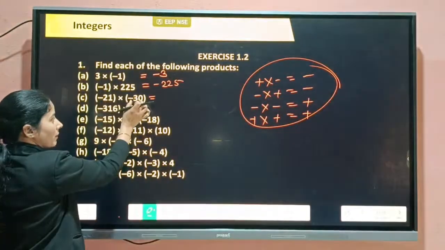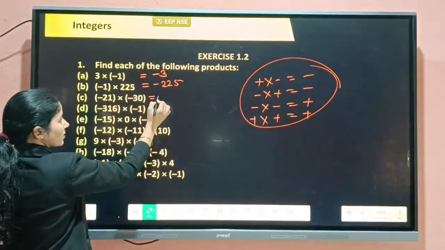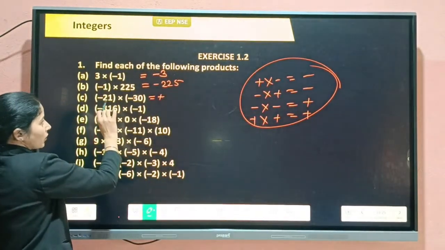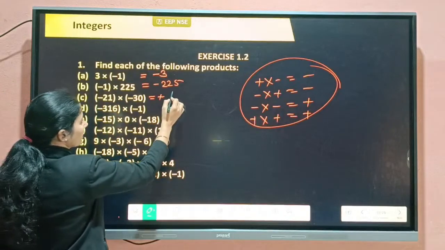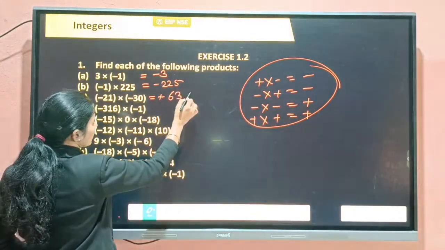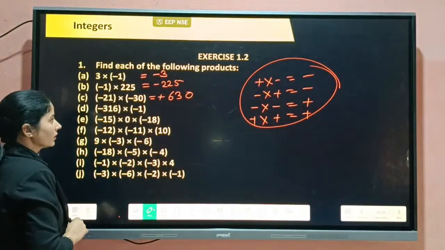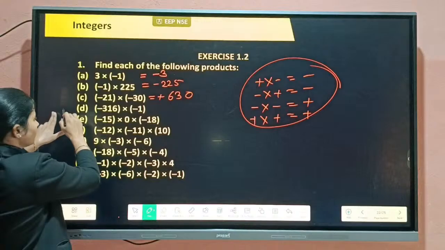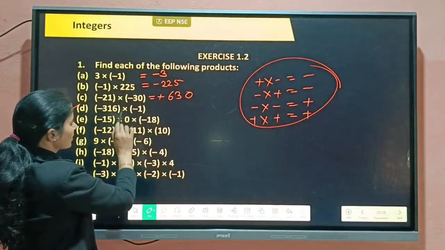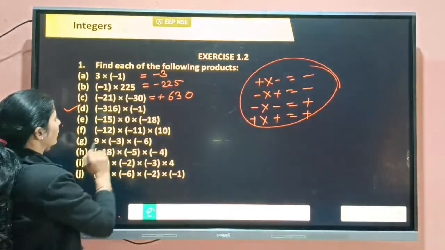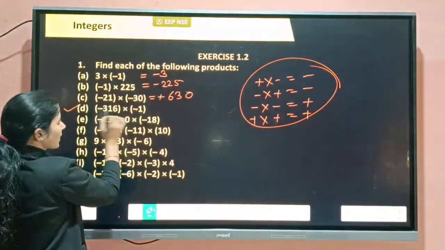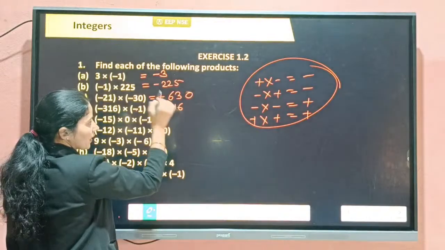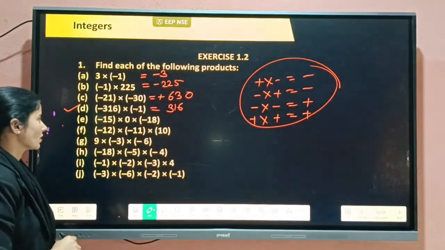Minus 21 multiplied with 30, minus minus plus, the answer will be plus, no need to write. Then multiply 21 with 30, it will be 630. In the next part, D part, minus 316 multiplied with minus 1. So what will it be? Minus minus plus, 316 with 1, the answer will be as it is, 316.